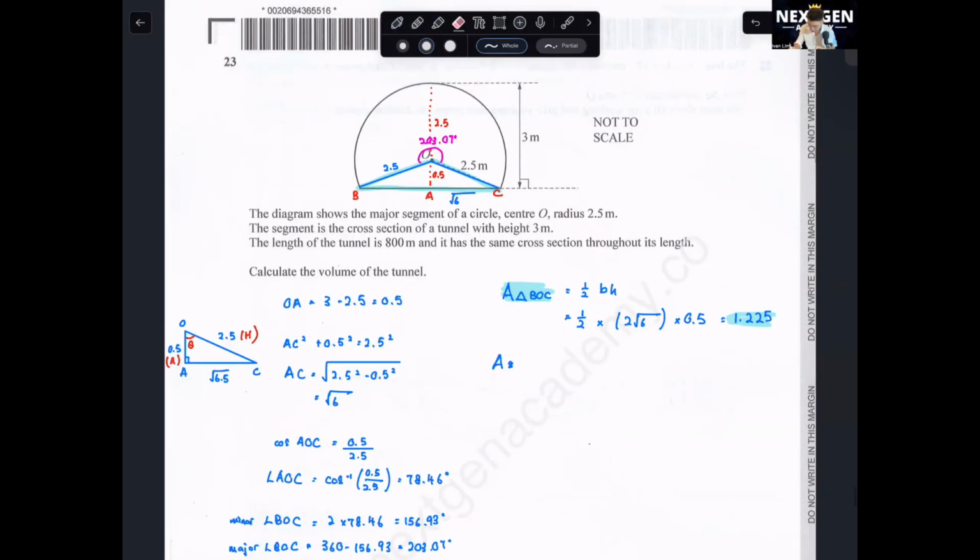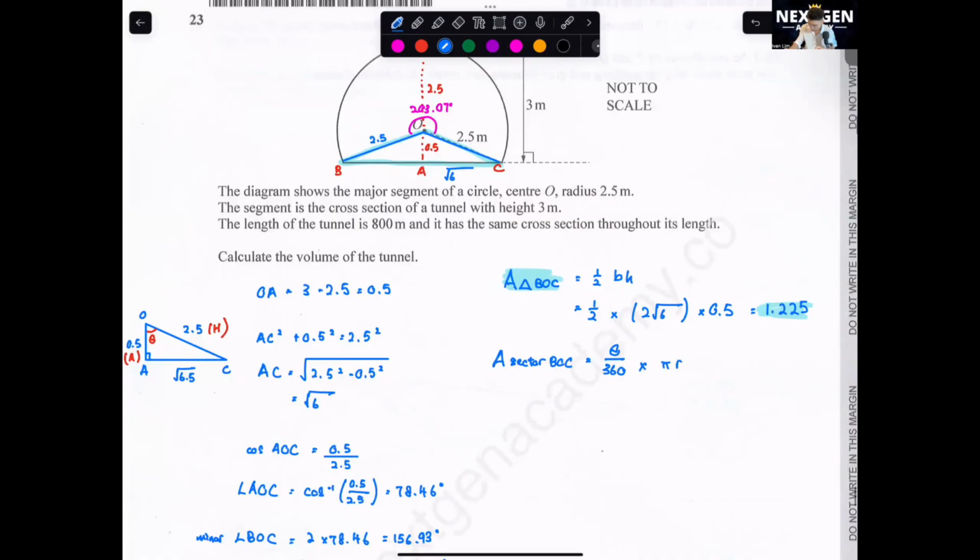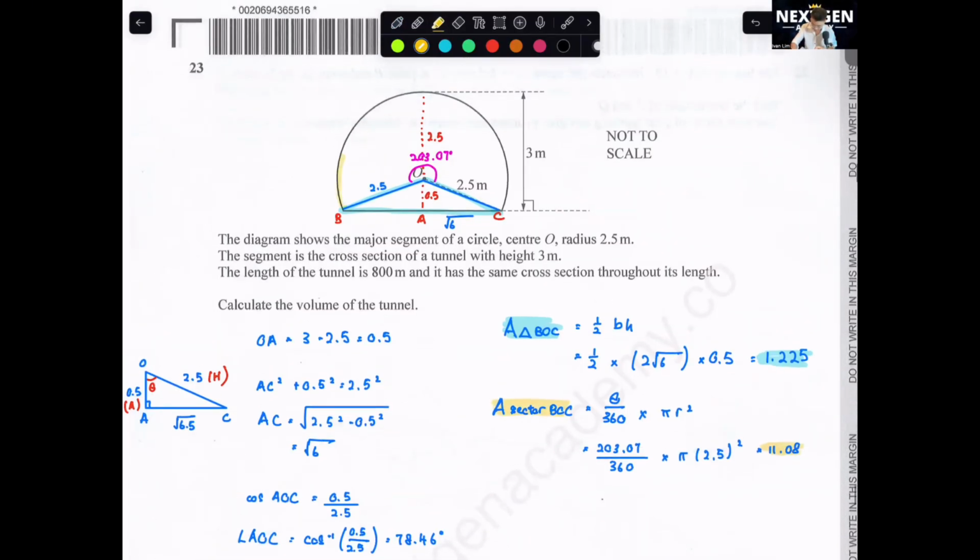Now we find the area of the sector for BOC. Sector BOC, we use the formula theta over 360 times pi r squared. 203.07 over 360 times pi times 2.5 squared. Here we get 11.08. Okay, this is this part here, this sector.